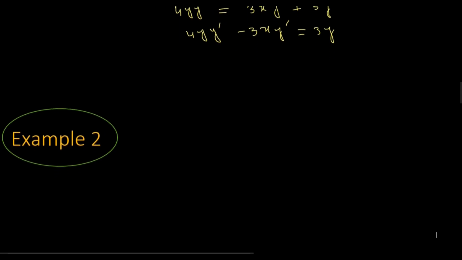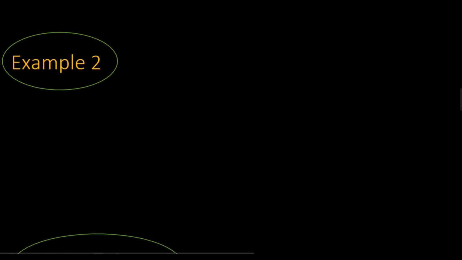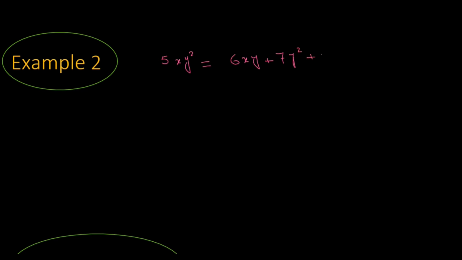The second example where the product rule will be used. Let me take this example: on this side 5x y square, and on the right side 6xy plus 7y square plus 8x square y square. So we want to find y prime, which means the first derivative.